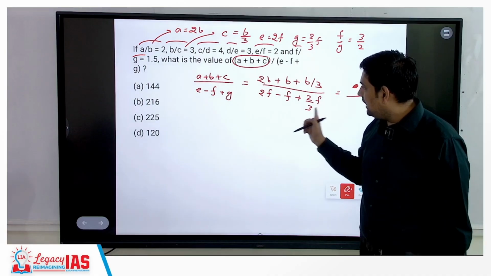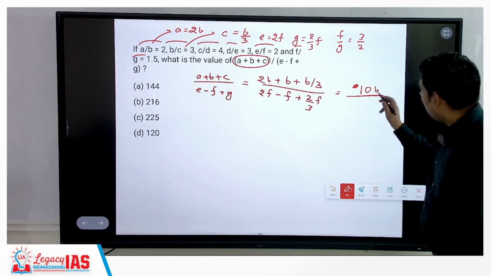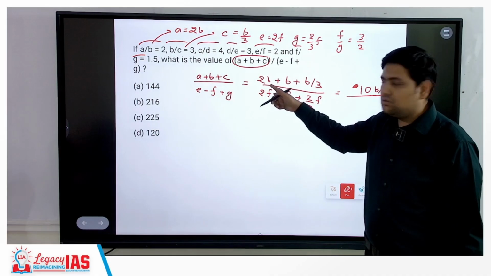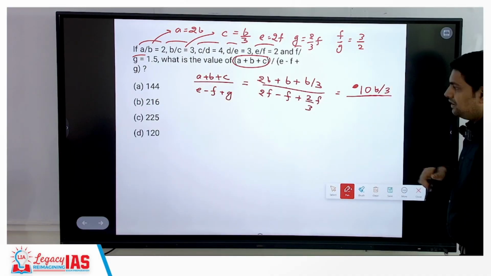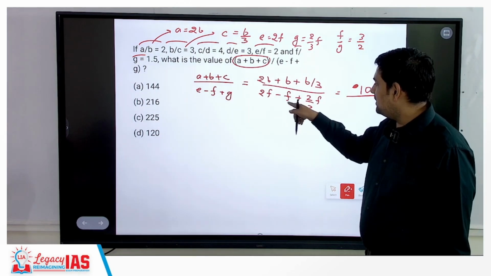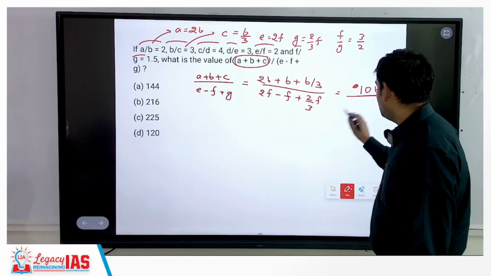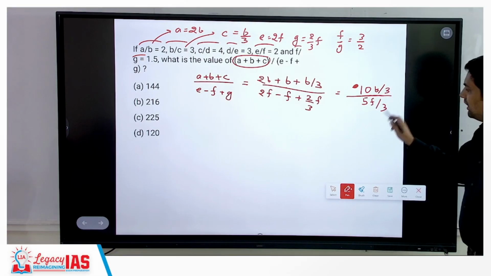Also, 3 will be here also, but 3 and 3 in the denominator will get cancelled. This is 10B by 3, correct? 3 into 2 became 6, 6 plus 3, 9, 9 plus 1, 10. So 10B by 3. Here you see 2F minus F is F. F plus 2 by 3F is 3 plus 2, that is 5F by 3. Now 3 and 3 will get cancelled out.